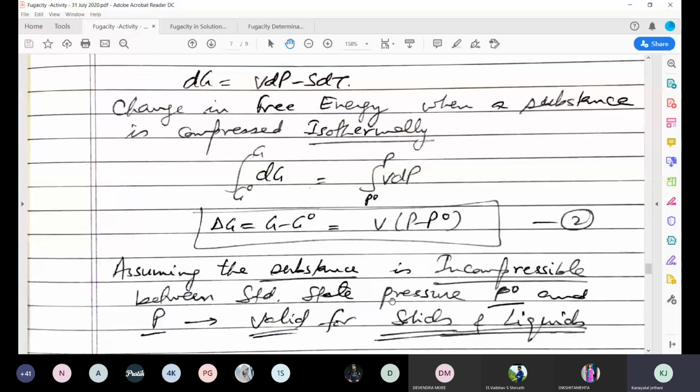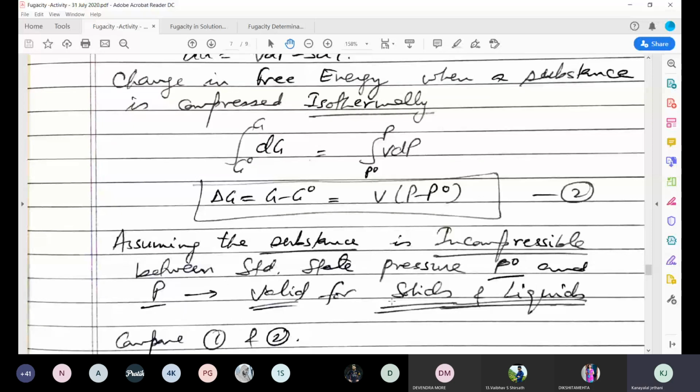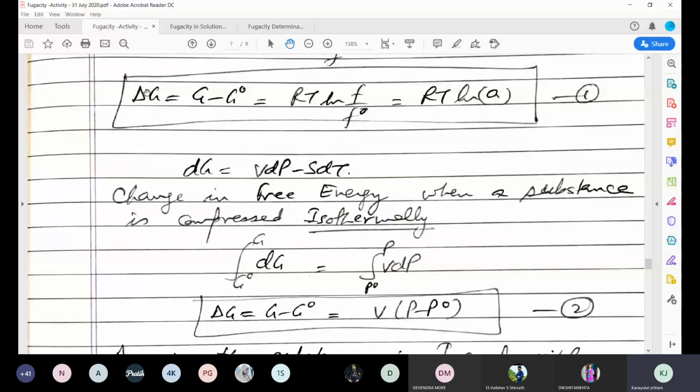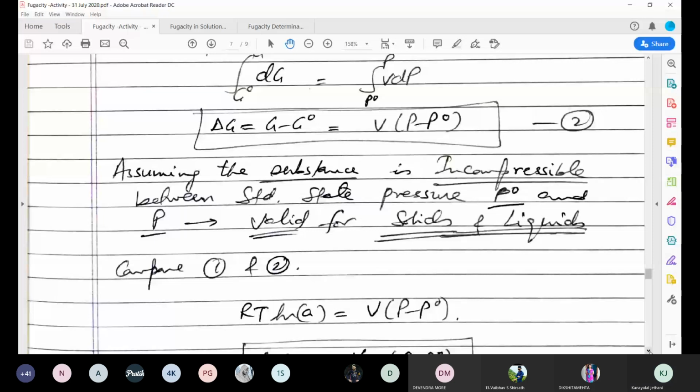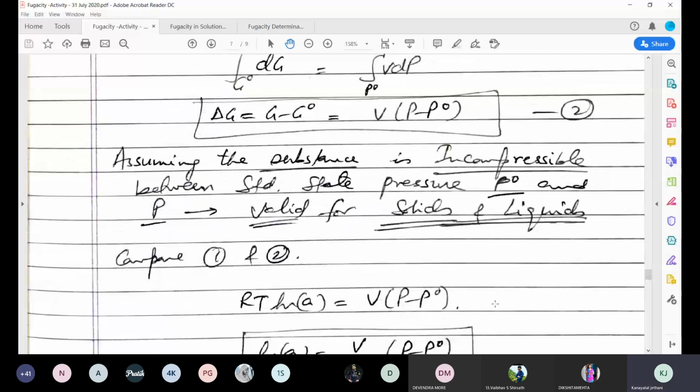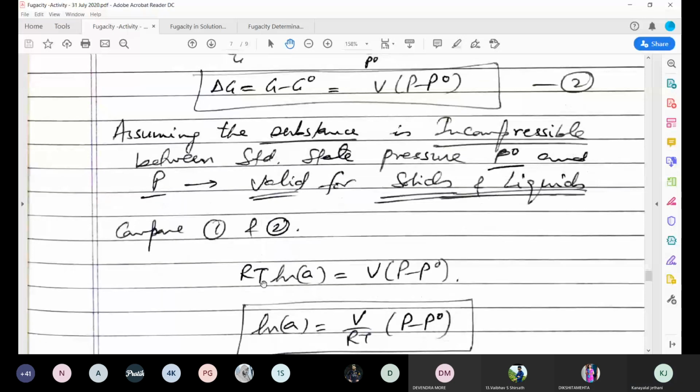So if you compare equation 1 and 2, delta G equal to RT ln a and delta G equal to V into P minus P0, the left hand side is the same, so the right hand side has to be equal. So what we'll get is RT ln a is equal to V into P minus P0. And that will give us ln of activity is equal to V upon RT into P minus P0. Okay? Is it okay? Any questions on this?